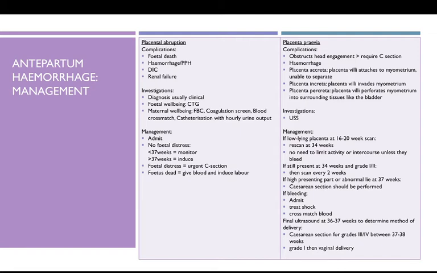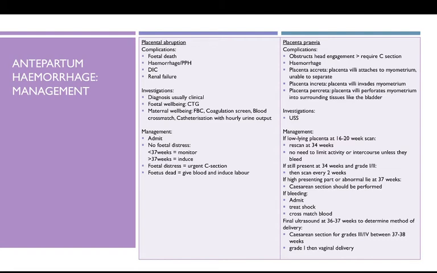If there's an abnormal lie or a high presenting part, so basically the head isn't engaged or there's an abnormal lie at 37 weeks, a C-section should be performed. If there's bleeding, you need to admit the patient, you need to treat the shock and cross-match blood. You have a final ultrasound scan at 36 to 37 weeks to determine the method of delivery.